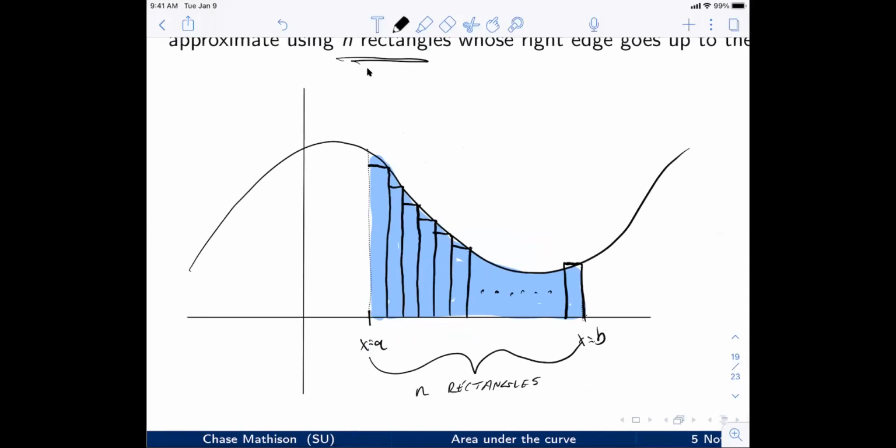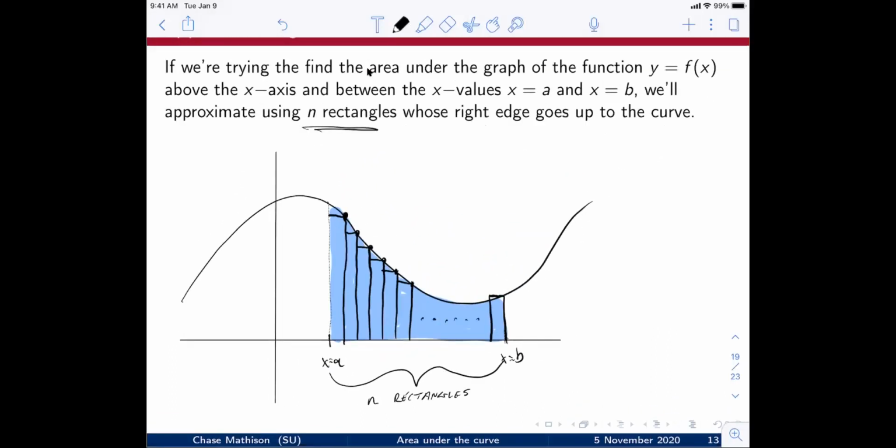Okay. So it seems like the things we need to know are the following. Well, I need to know what this function height is at each of these points, because that gives me the height of the rectangle, right? If I want to find the areas here, I need the height of the rectangle, and I need the width of the rectangle. So we'll start with the width. The width of the rectangles is fixed. I can find the width of the rectangles pretty easily. So how do I find the width of these rectangles?